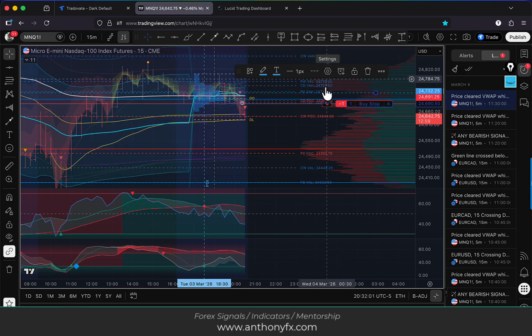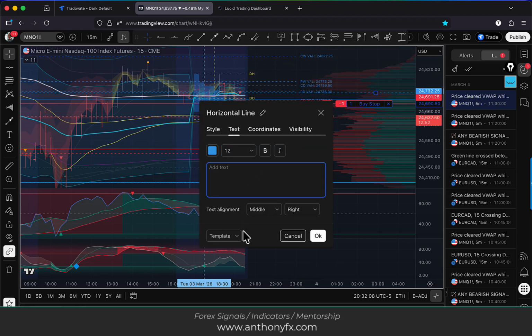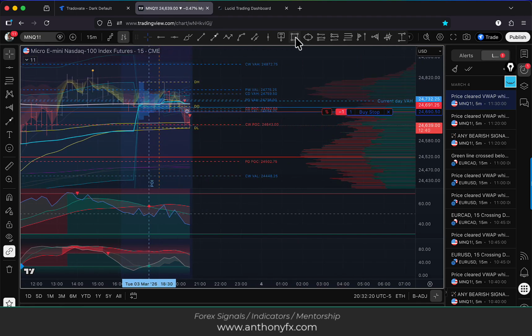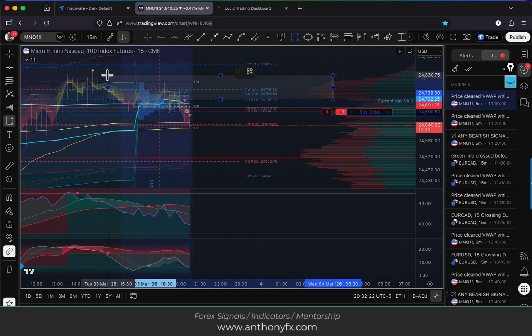It's a current day value. You can see current day value area high, previous day value area high. All right, so current day VAH. And what I'm looking to do is trade this gap through here back down. Look at the volume profile, guys. Look, this is big resistance.